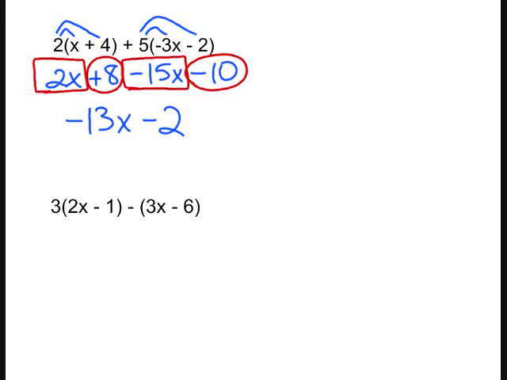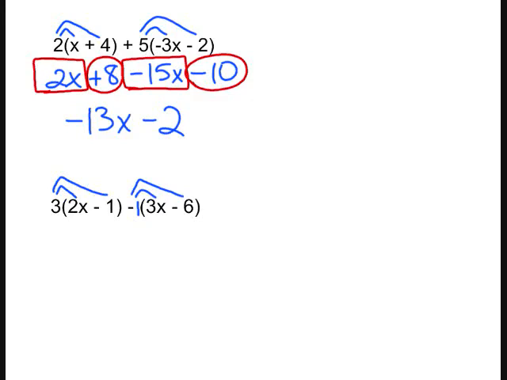Looking at the last problem, we'll do mountaintops on both of these. Now this second one looks kind of tricky. We just see a minus sign, but there's something in between the minus sign and the parentheses. It's an understood 1. And so I'm going to go ahead and put that understood 1 right there, and we're going to do mountaintops. Okay, we're going to distribute the negative 1 to both things inside the parentheses.